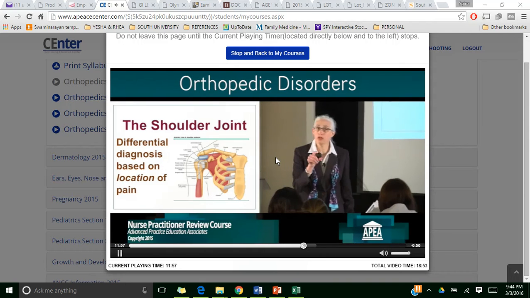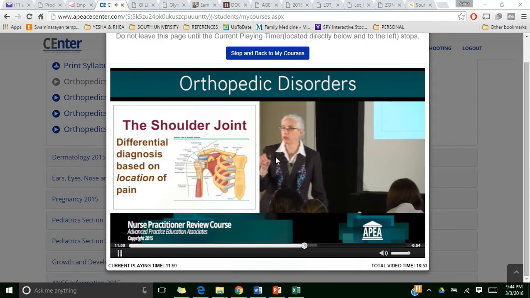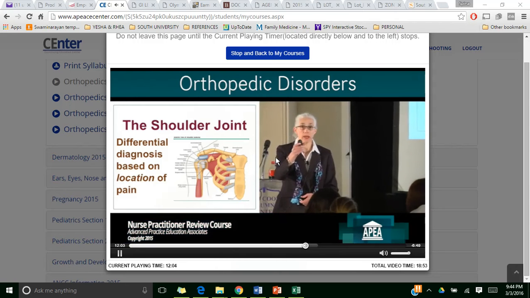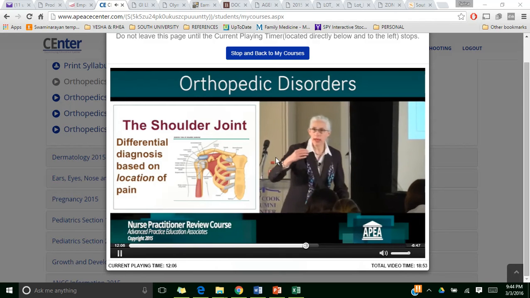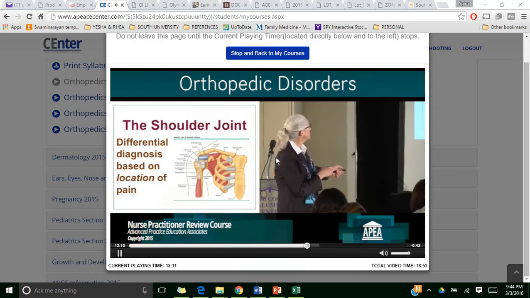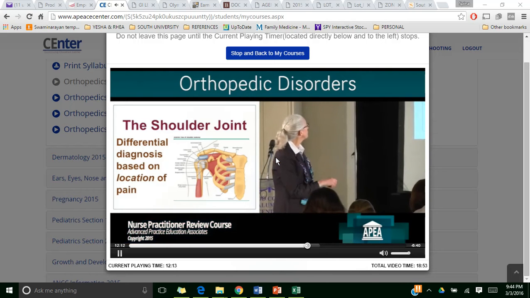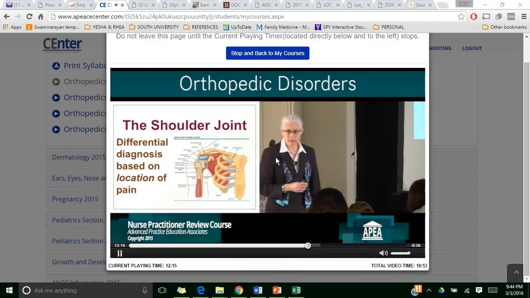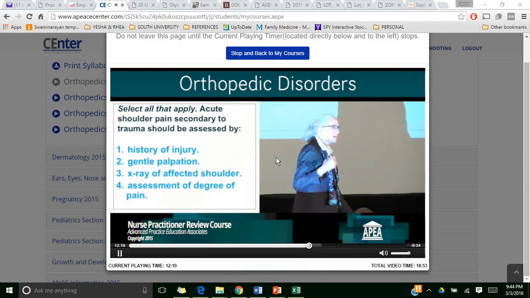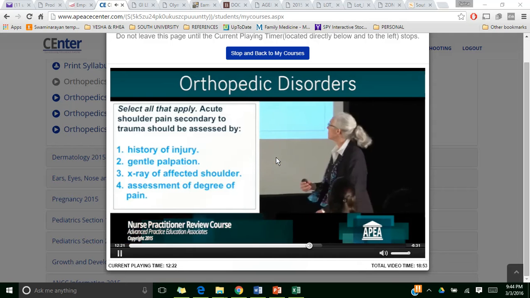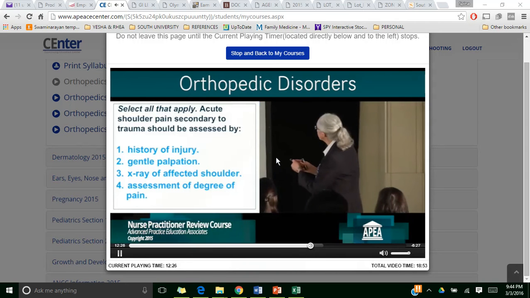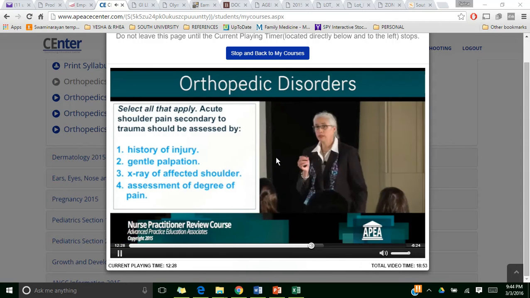Gentle palpation is always in order to find out if there's point tenderness, which would indicate a what? A fracture, exactly. Certainly you're going to x-ray the affected shoulder because this occurred in the setting of trauma. We always follow up with an x-ray. And then finally, assessment of degree of pain is probably very important. But to be honest with you, some people are very stoic, and so they don't let on that they're in as much pain as they really are. So what would I circle? Certainly all 4 of them in the setting of acute pain.